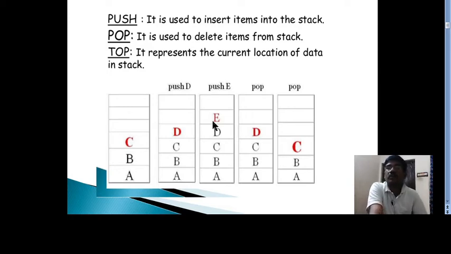After deletion of E, the top is now not at 4. It is at 3, the third position, because 0, 1, 2, 3. And if you delete one more time, the topmost element D will be deleted. And because D is deleted, the top will be decremented. If you observe the push and pop operations, when you push, the top is incremented. When you pop, the top is decremented.